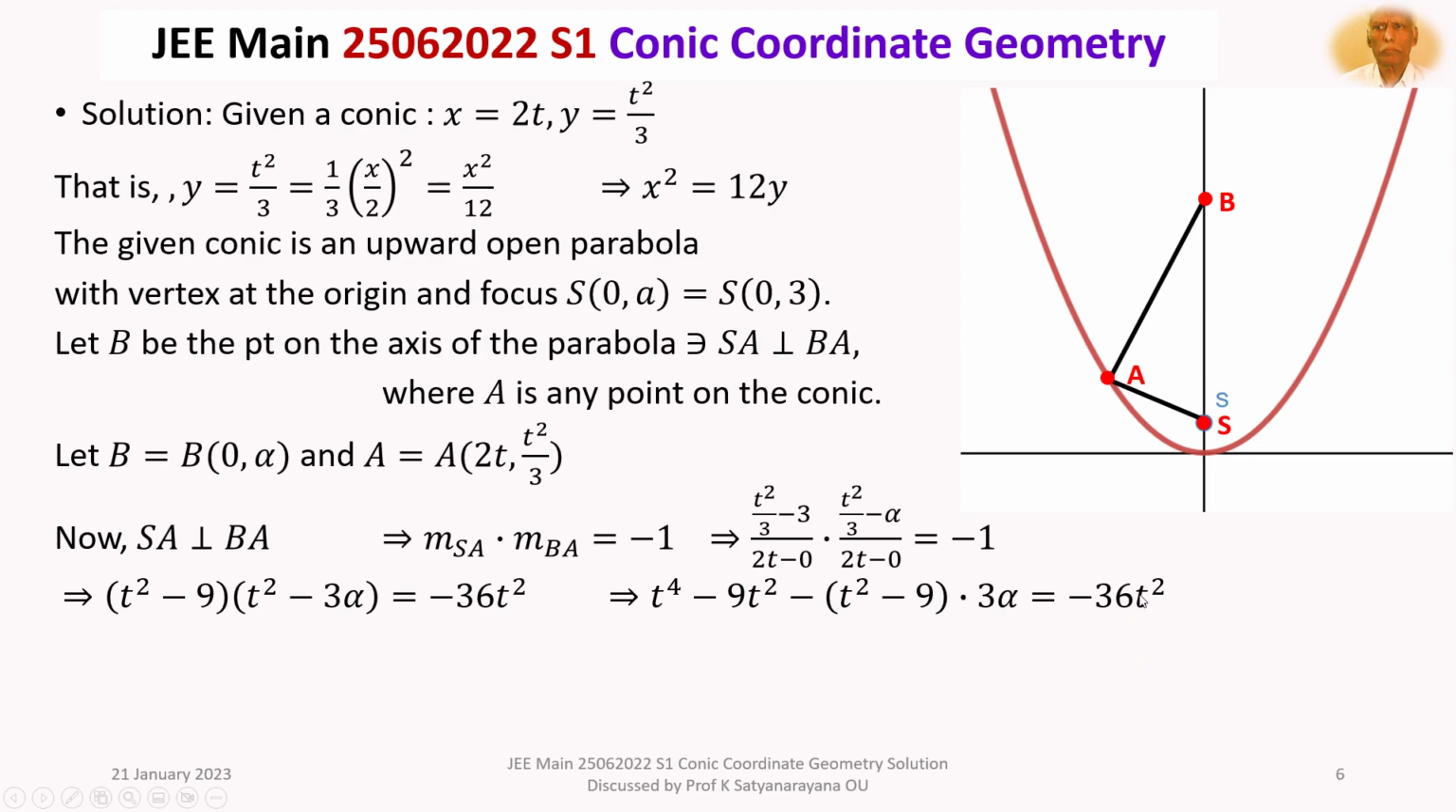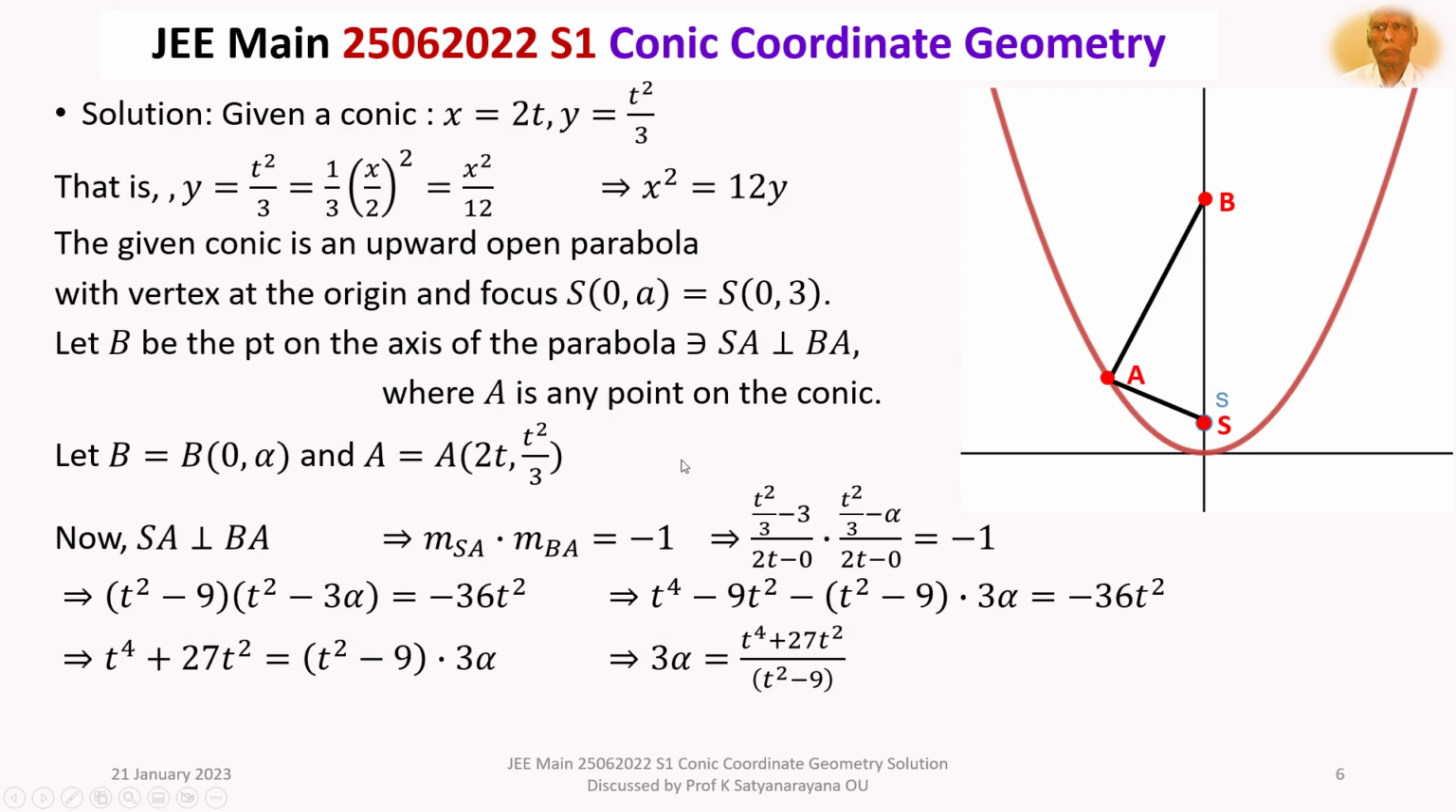Send this minus 36t square to the left hand side. Send this t square minus 9 into 3 alpha to the right hand side. Thus you will get t power 4 plus 27t square is equal to t square minus 9 into 3 alpha. The alpha is unknown. Therefore 3 alpha is equal to t power 4 plus 27t square by t square minus 9. Thus the coordinates of S, A, B are all known.